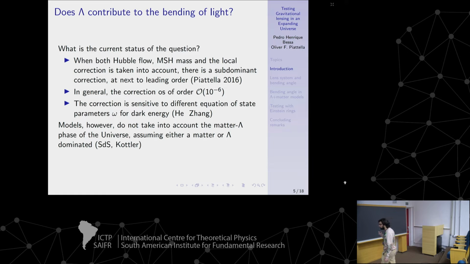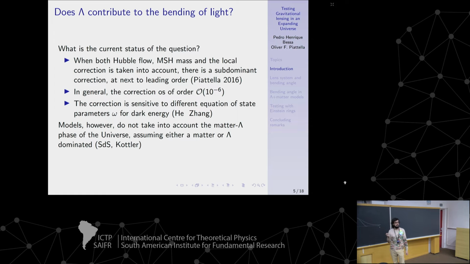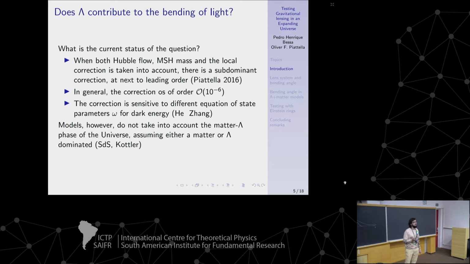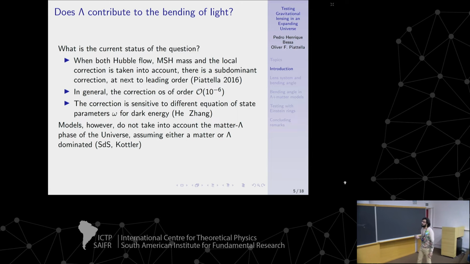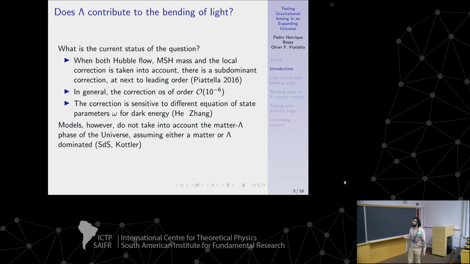The correction is really small. I forgot to add the dimensions here, but it's of the order of arcs, so this is sub-arcseconds, the order of the correction. However, it is interesting because the correction is sensitive to different equations of state for dark energy. You can predict different effects, different corrections to the bending angle, which depend on the equation of state of the dark energy model you're using.